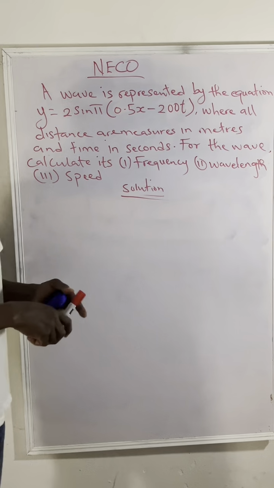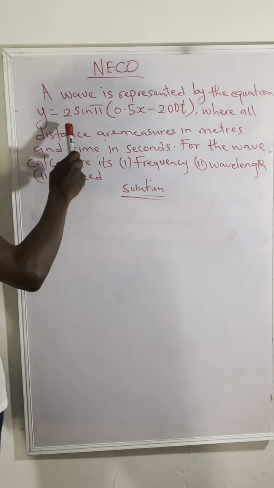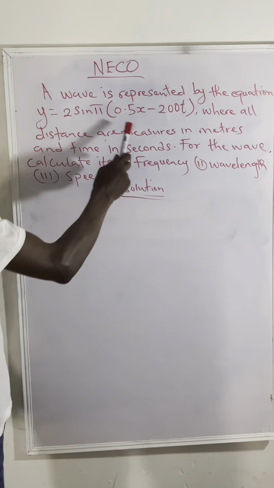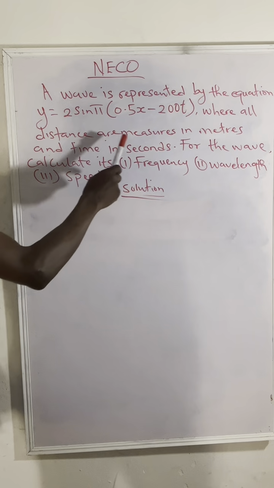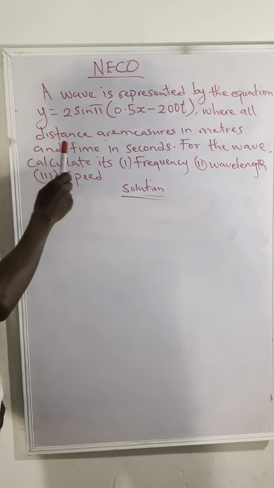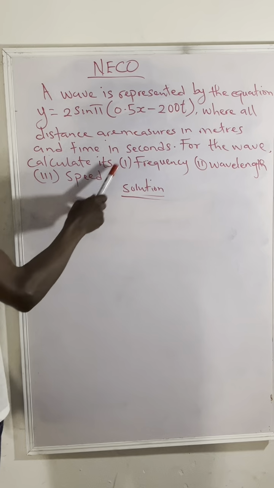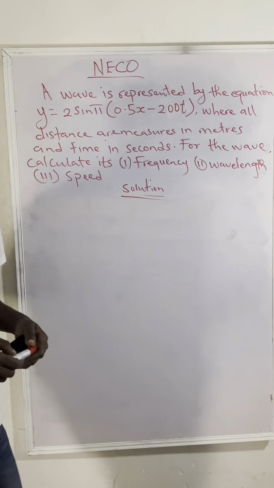Let us solve this problem. A wave is represented by the equation y = 2 sin π(0.5x − 200t), where all distances are measured in meters and time in seconds. For the wave, calculate its frequency, wavelength, and speed.